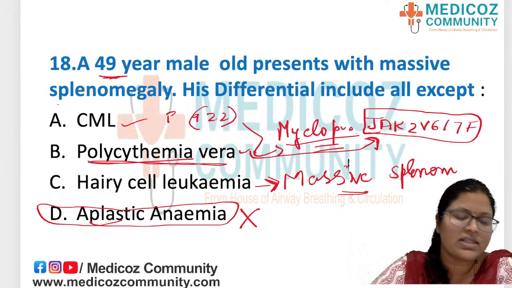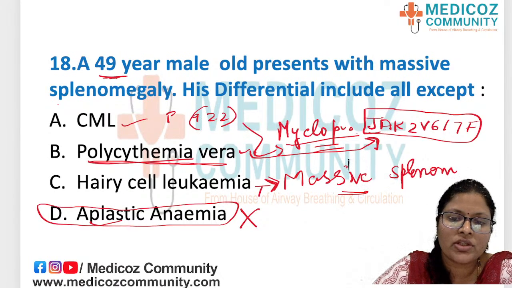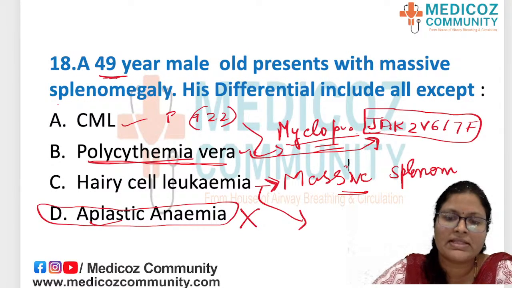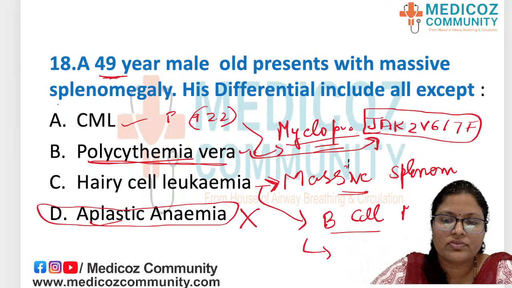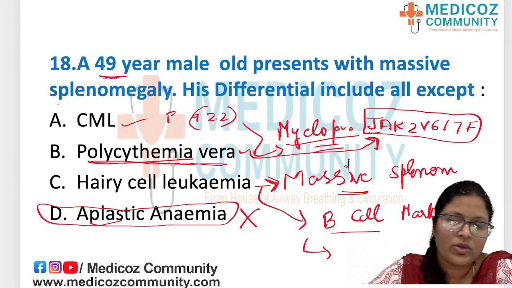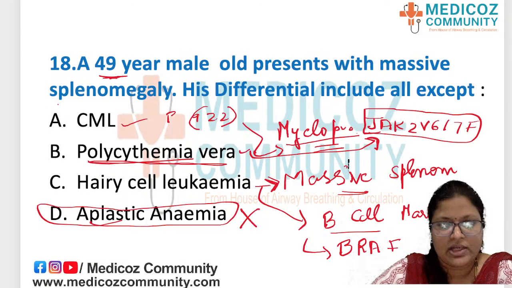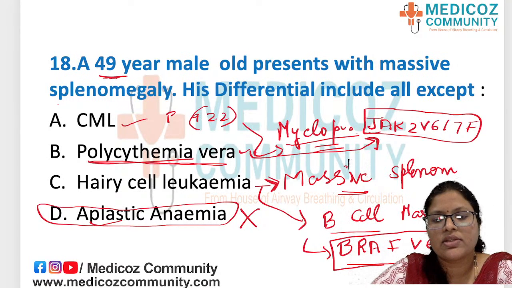Hairy cell leukemia, any guesses? Anyone? What is the mutation here? Of course, it's a B-cell lymphoma, so you'll have all your B-cell markers. Apart from that, when you go to the cytogenetics and mutation, you have the BRAF mutation, at V600. This is the location of your mutation, and it is very specific for hairy cell leukemia.